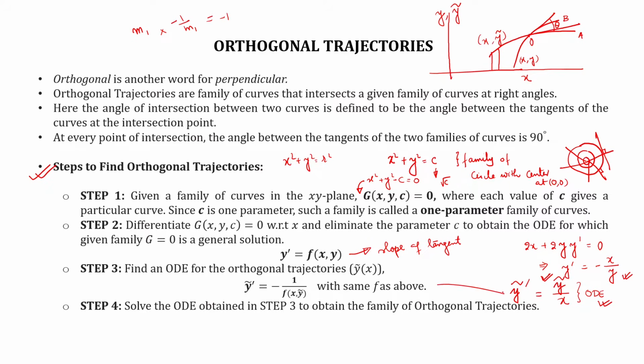Now by solving this ODE, we can obtain the family of the orthogonal trajectories, which is step 4. This is from step 3. In step 2, we obtained the differential equation for the original family of curves. In step 3, we found the differential equation for the orthogonal trajectories, and in step 4, we will solve that differential equation to find the family of the orthogonal trajectories. Now let us solve it.